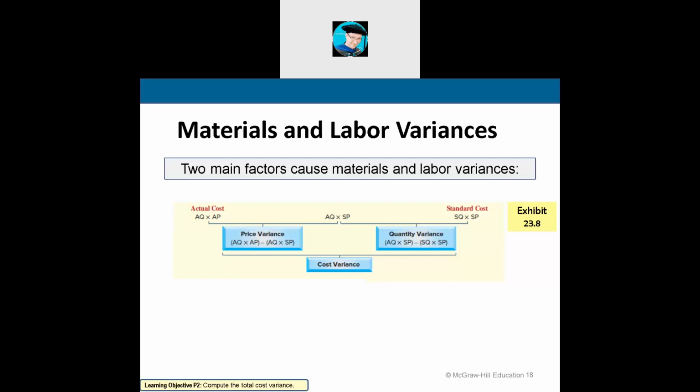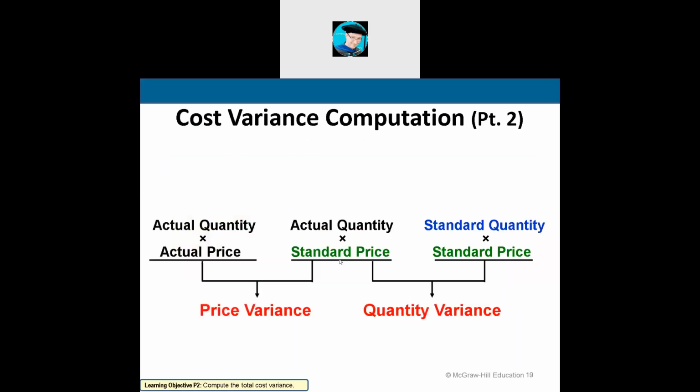The standards are going to be the same. The standard is standard, right? Your standard quantity and your standard price remain the same. A quick way to figure out the variance, the cost variance, would be to take the actual quantity times the standard price. So, to find the cost variance, actual quantity times the standard price gets you the cost variance.